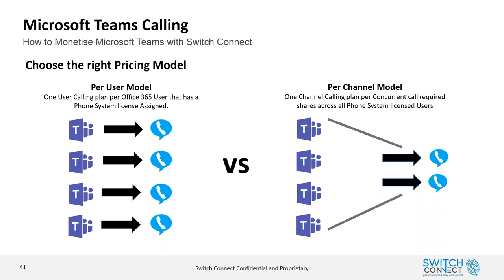This is really great in your sub-15 user, 10 to 15 user type sites. But we have also built what is the most popular way to deliver Teams calling now, which is a per channel model, where you have a number of shared PSTN channels, so concurrent calls that you can share across any number of Teams users. Once you're over about 15 users, this works a lot more cost effectively for your customers moving forward. But feel free to reach out to the Switch Connect team. We're more than happy to step you through and help you understand the differences between this.